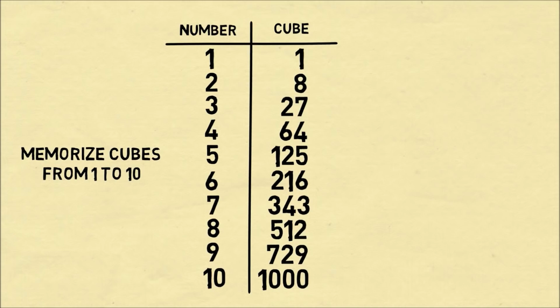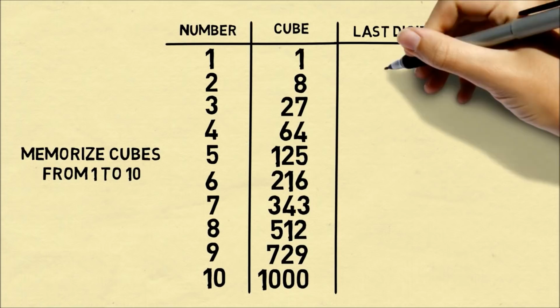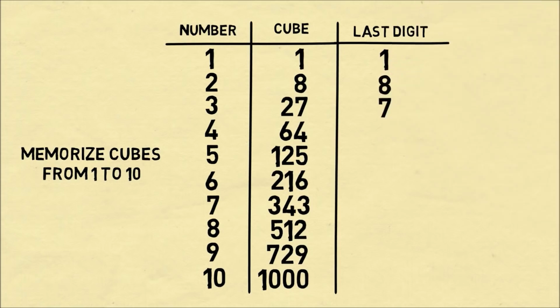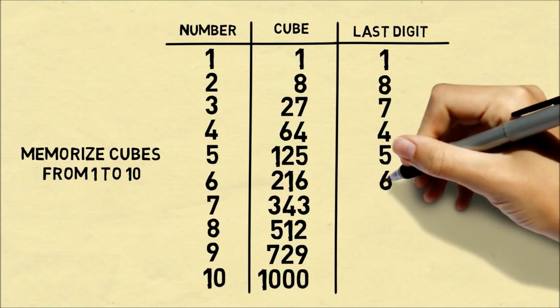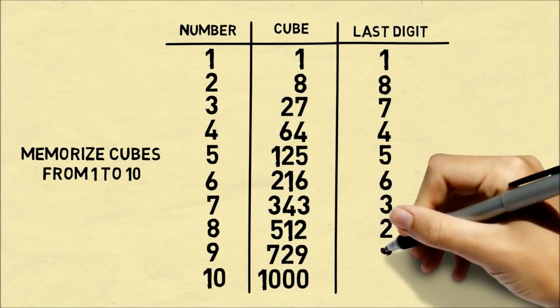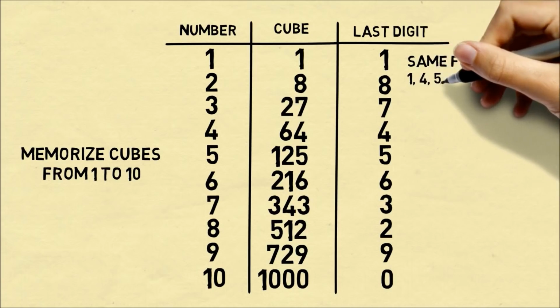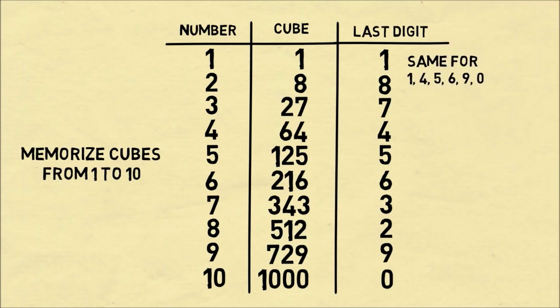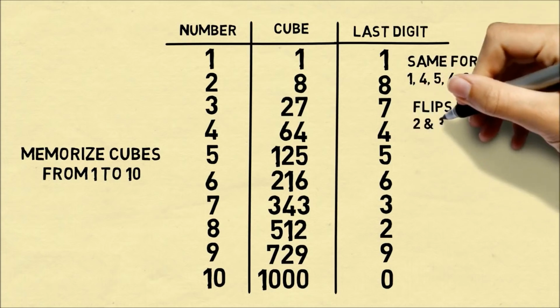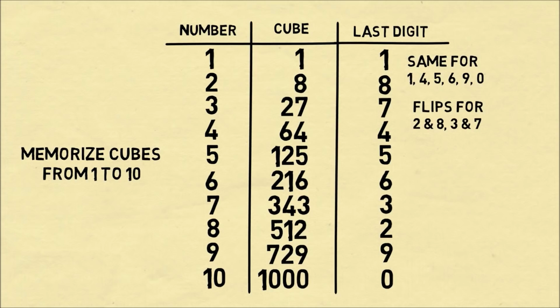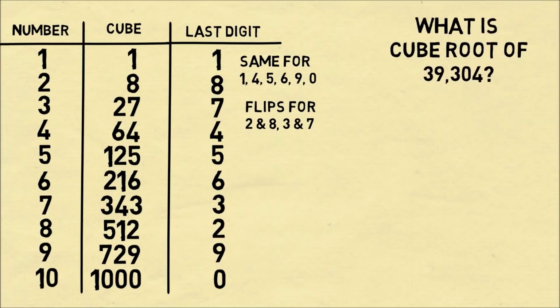Now once we've written down these cubes, I want you to focus on the very last digit of the cube. What's important is that each of these 10 numbers ends in a different last digit. And that'll be very important to doing this trick. So this will be another thing you have to memorize. When you memorize these 10 cubes, you should also remember the last digit. An easy way to remember this is that for the numbers 1, 4, 5, 6, 9, and 0, the last digit is the same as the number. And for the numbers 2 and 8 and 3 and 7, the last digit flips. So the last digit for 2 is 8 and the last digit for 3 is 7 and vice versa.